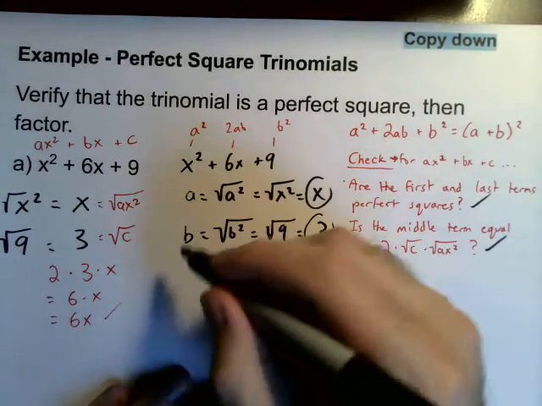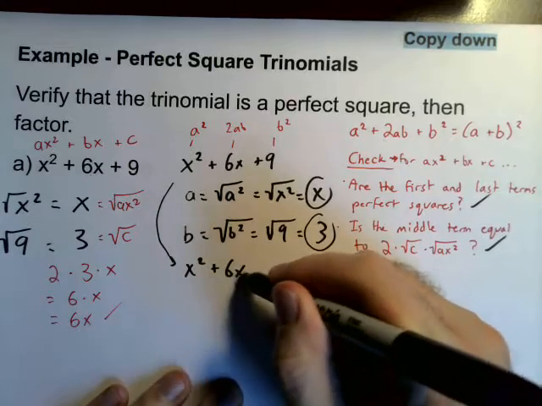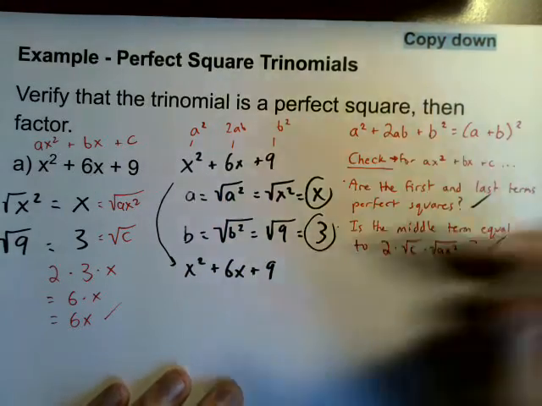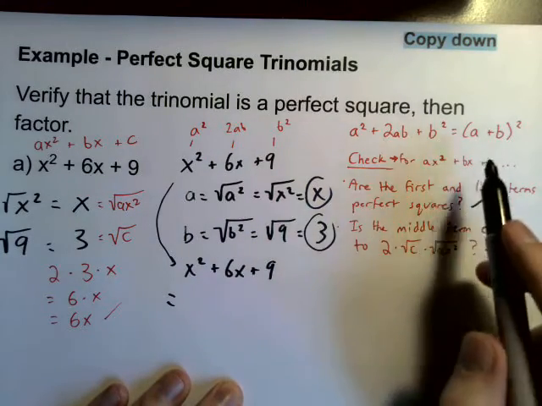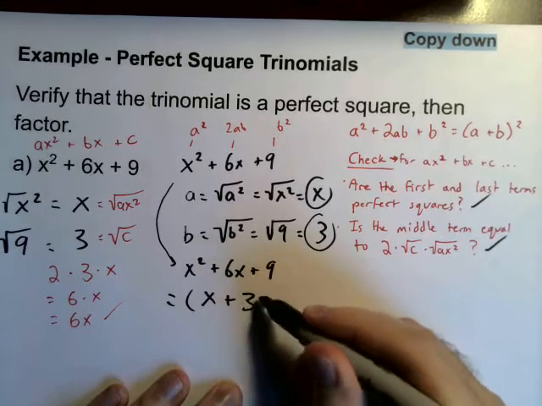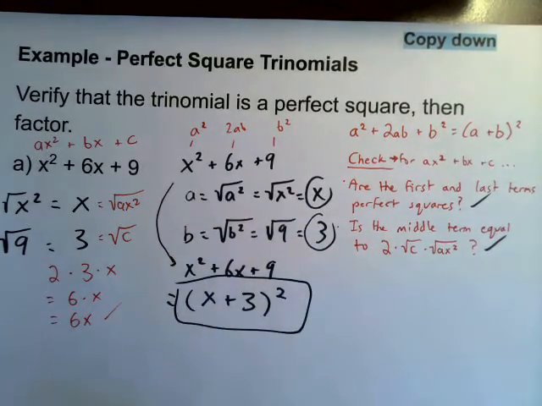So now that we have this, x squared plus 6x plus 9, we've proven that it fits this pattern. We've figured out the a and the b value. Therefore, factoring this is as simple as rewriting the expression as (x plus 3) squared. And that's the answer.